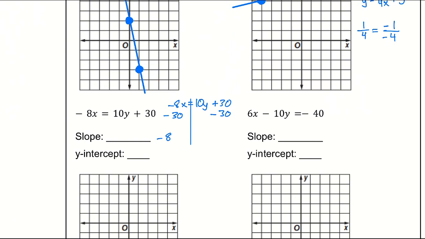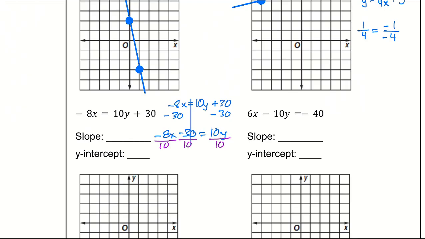It's going to be negative 8x minus 30 equals 10y, and then I need to divide everything by 10. And I know my line's not lined up with the equal sign. That was a room thing, but anyway.